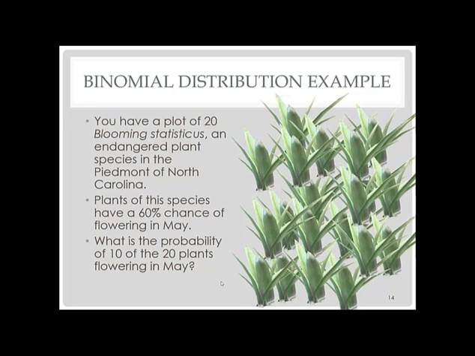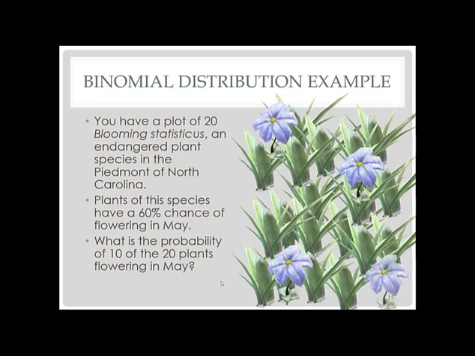So now it's your turn to practice a problem. Here's a binomial example. You have a plot of 20 blooming statisticus. It's an endangered plant species in the Piedmont of North Carolina. Plants of this species have a 60% chance of flowering in May. What is the probability of 10 of the 20 plants flowering in May? Please also state the assumptions we need to make for the binomial distribution to hold. Please stop the video and complete the problem, but please don't forget to come back.